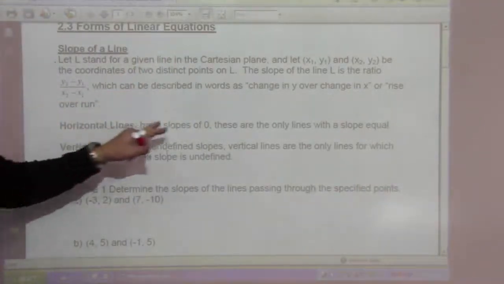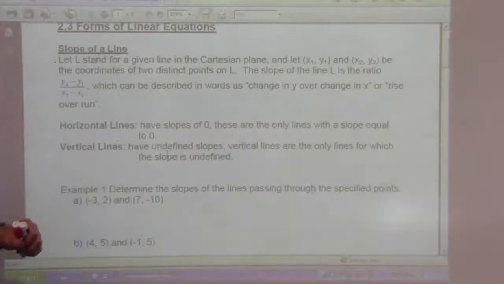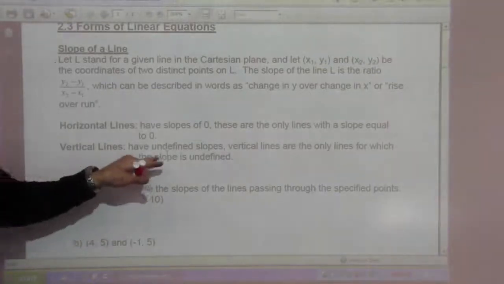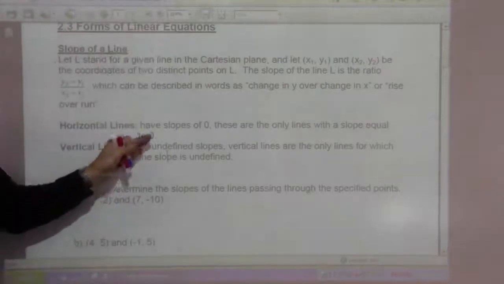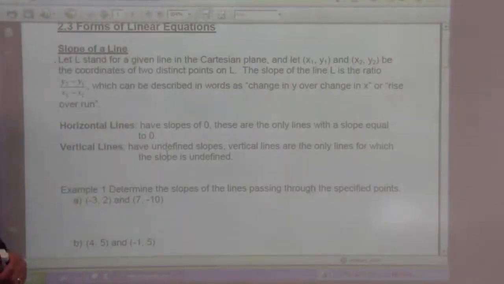Horizontal lines have slopes of 0. These are the only lines with a slope equal to 0. And vertical lines have undefined slopes. They're going up forever and they never go across. So vertical lines are the only lines for which the slope is undefined.